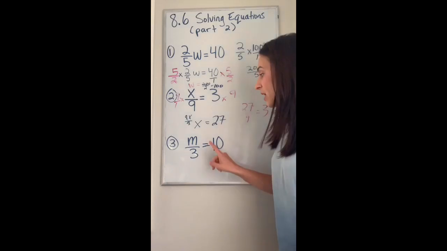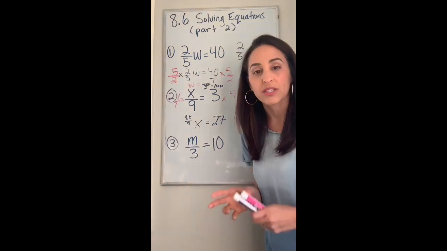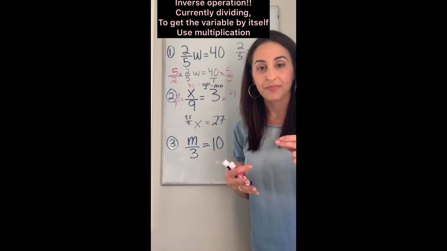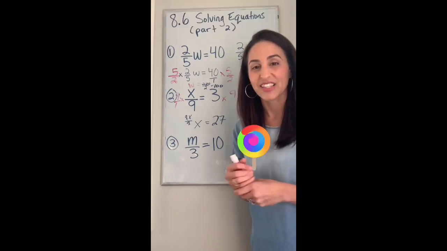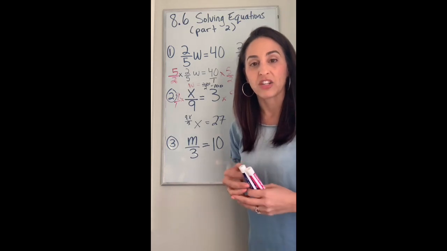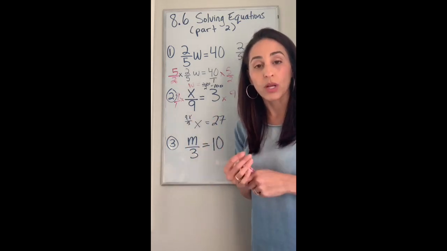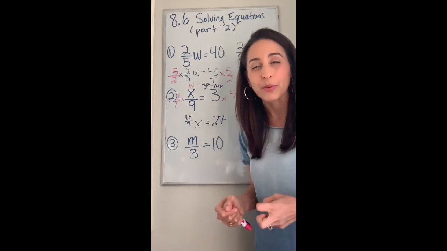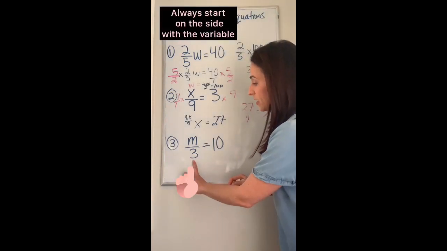Here we go. If this is dividing right now, I have to use inverse operation to solve. What's the opposite of division? Multiplication. Yes. So the opposite of division is multiplication. I have to multiply on both sides. What number am I going to use? I'm going to use the number that's next to the variable because I want to get the variable by itself. So I'm going to use the 3.